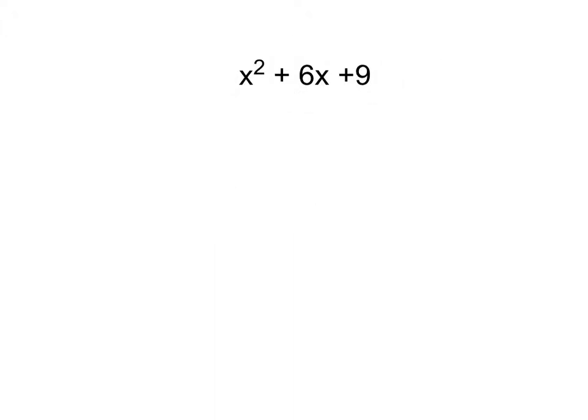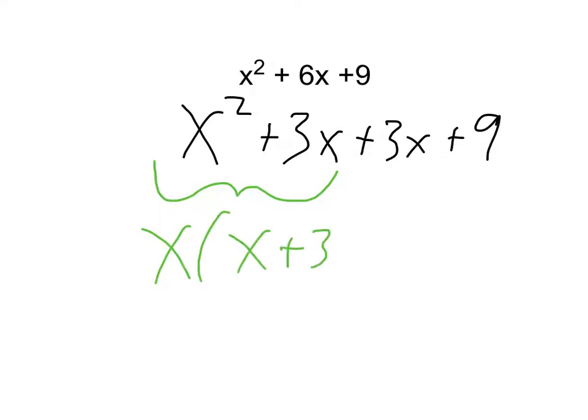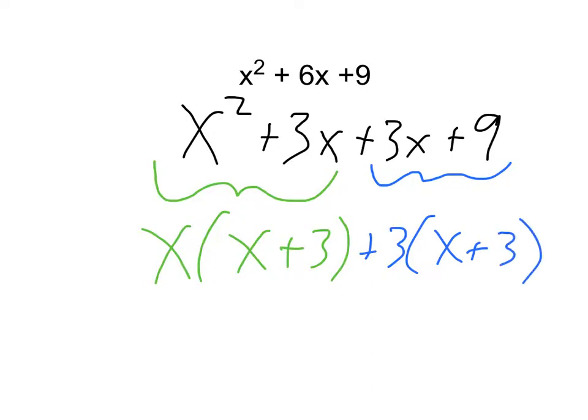3 plus 3 is 6. Having already established that then, we can rewrite our polynomial as x squared plus 3x plus 3x plus 9. That's a good place to start, so now I can use greatest common factor. The greatest common factor of x squared and 3x is x. This will be x times x plus 3. The greatest common factor of 3x plus 9 is 3. This will be 3 times x plus 3.